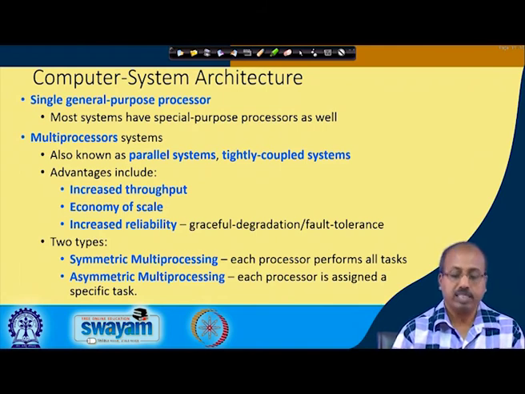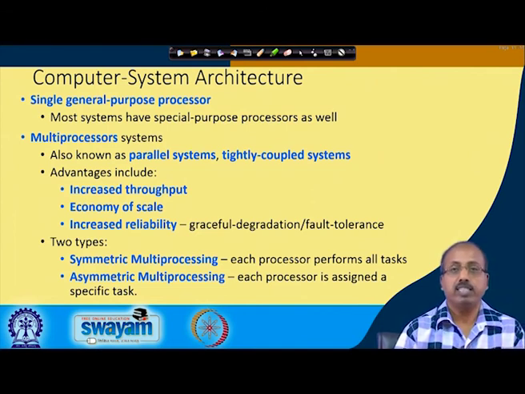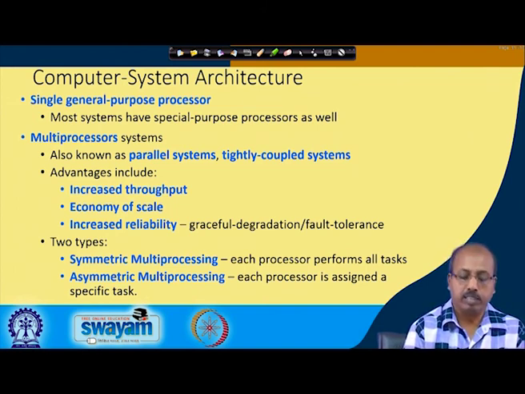Again, these multiprocessor systems can be divided into two classes. One is called symmetric multiprocessing, another is called asymmetric multiprocessing. In symmetric multiprocessing, each processor is equally capable of doing the jobs, so all tasks can be done by every processor. That way graceful degradation becomes easy: if one processor has failed, the job can be taken up by any other processor.